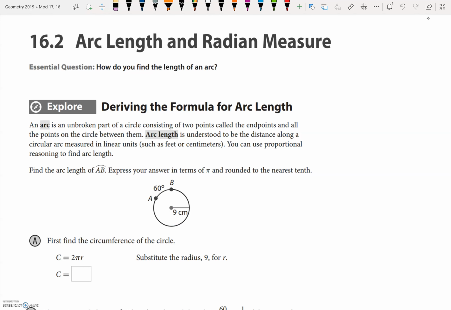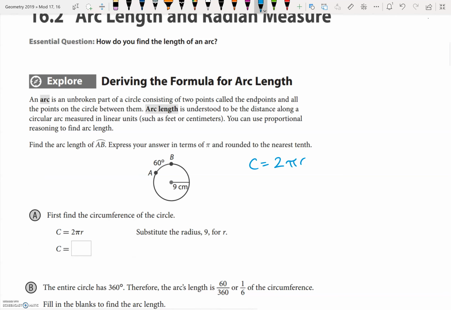So we know that the circumference is equal to 2 pi r. And in this case, our circumference is going to be using a radius of 9. So our circumference is 2 pi times 9, or our circumference is 18 pi. Now, we only want to look at this portion A to B.